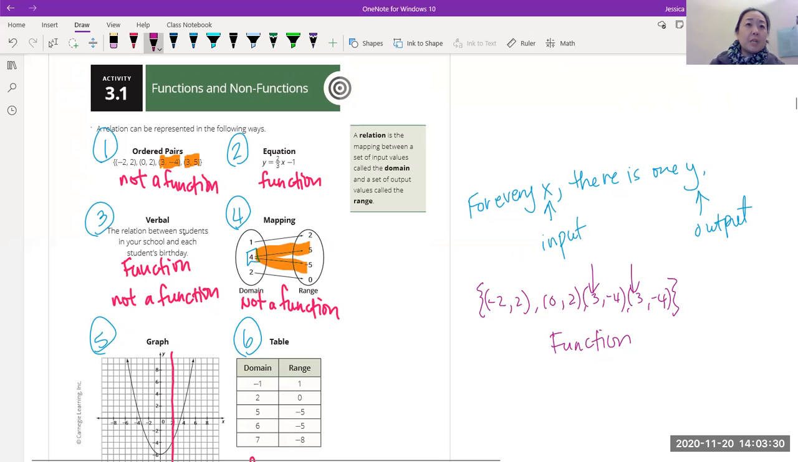This one right here, the relation between students in your school and each student's birthday. We said for the most part, if you're in America, usually it's a function. But for us in Korea, I'm not sure about other Asian countries, it depends. We can have 2 birthdays, which we can celebrate at 2 different times. One's our regular birthday that we would normally consider in America, and then you can also have a birthday on your lunar calendar. They actually go by a different calendar, the lunar one that's based off of the moon.